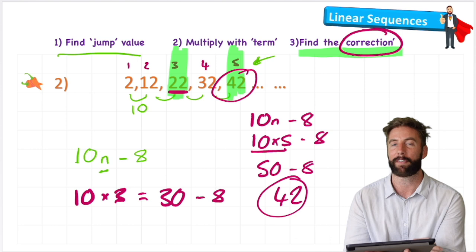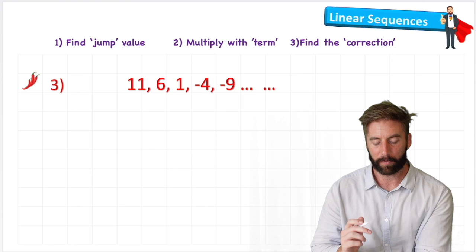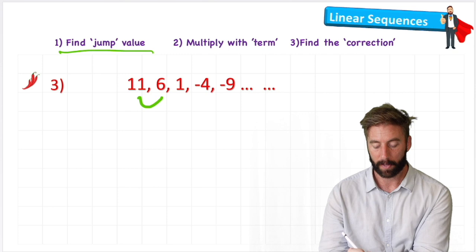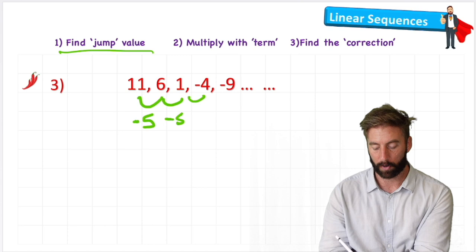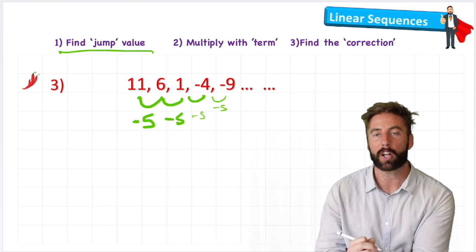Okay, let's have a look at a really challenging one. So first thing we're going to do is find our jump value again. So what's the difference between 11 and 5? Well, it's 5, but it's not just 5, it's negative 5, because we're now descending our numbers. What's the difference between 6 and 1? Also negative 5. 1 and minus 4, negative 5. Minus 4, minus 9, also negative 5. So the start of my formula this time is going to be negative 5n.